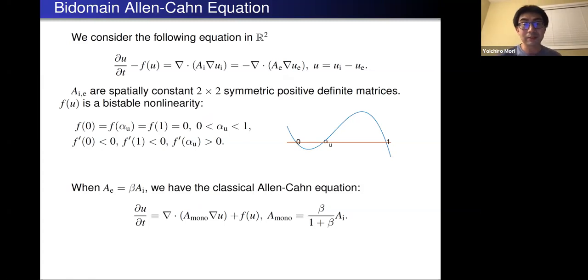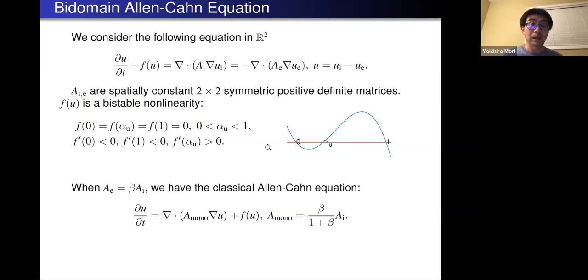What we're going to focus on today is a simple model, which does not consider the S variable. It is this equation that we're going to consider: dU/dt minus F(U) is equal to the divergence of A_I grad U_I, equal to minus the divergence of A_E grad U_E. So this is just the first two lines of the bidomain model without the equation for S. And we are going to assume that A_I and A_E are spatially constant 2x2 symmetric positive definite matrices, and F(U) is a bistable nonlinearity.